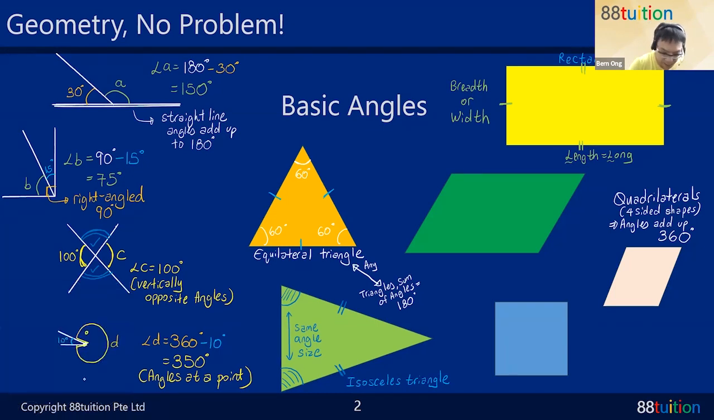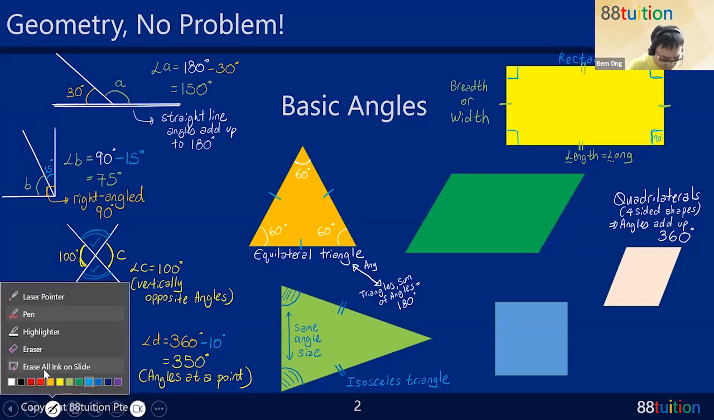And remember one thing, the rectangle has four 90 degrees. These are 90 degrees. But very importantly, can you all please know one thing?